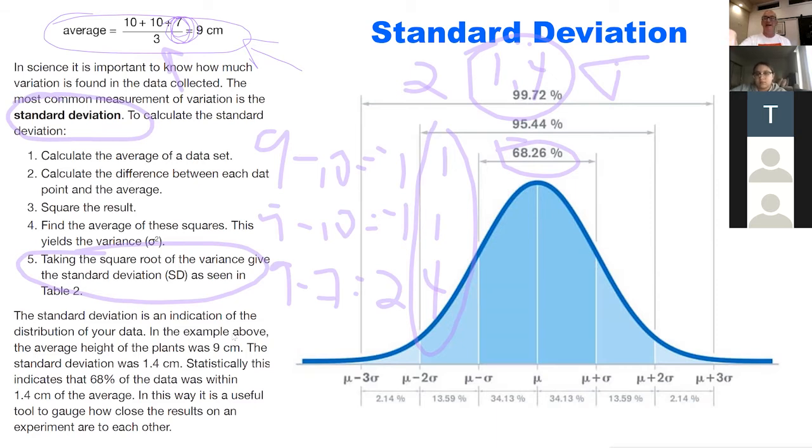I would expect 95% of them to be within 2 standard deviations, which is 2.8. And that's where the 7 comes in. 7 is within 2 standard deviations. Anything outside of that, I'm probably not looking at the same population. So as scientists, we want to look at the within 2 standard deviations of the mean. So our mean here is 9.